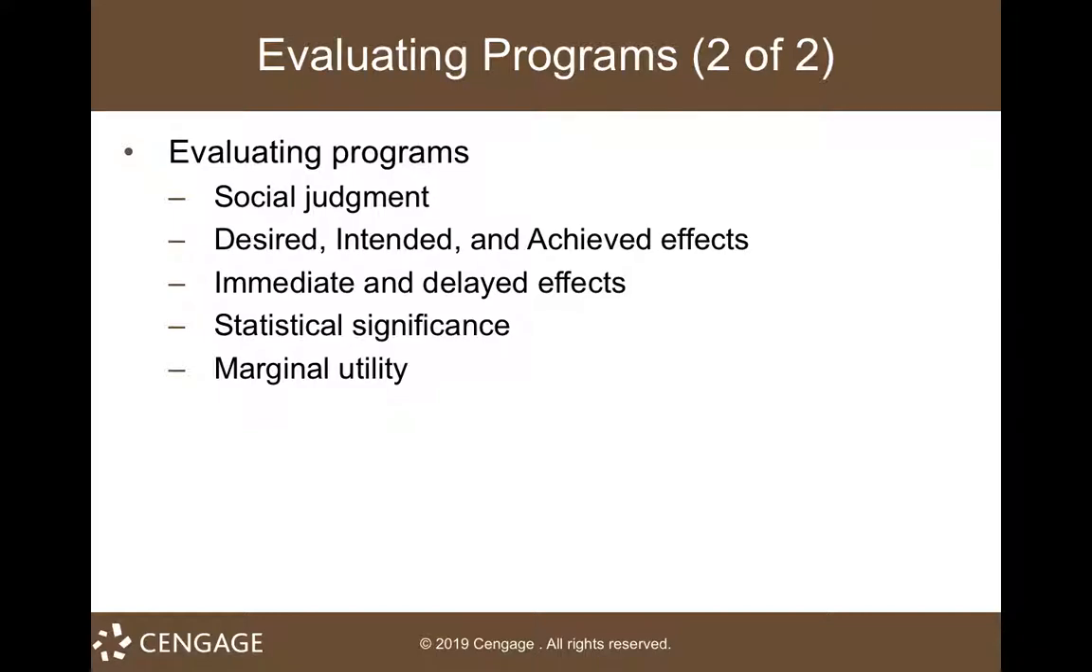Okay. And then we have to look at statistical significance, which is less likely to occur when either the effects of a prevention program are small or the number of units of analysis is small. So it's just like with any research, we have to figure out, is it generalizable? Because what might work with one population isn't going to work in another area. And then we have marginal utility.